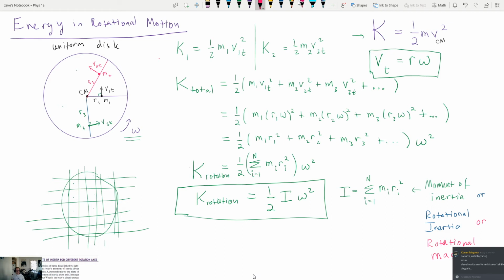Moment of inertia, okay? And this is where it shows up. So to make this formula look a little bit better, I'll just put K rot for rotation and say that this is 1/2 the moment of inertia multiplied by omega squared.